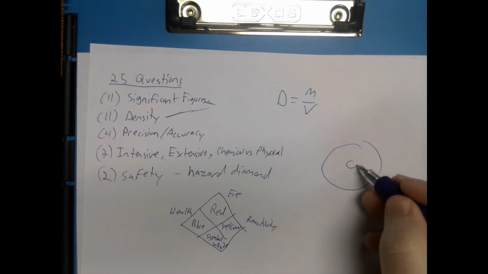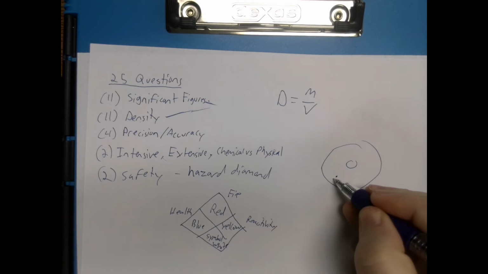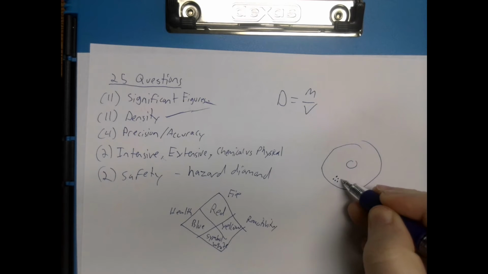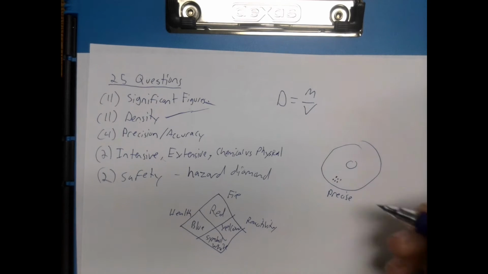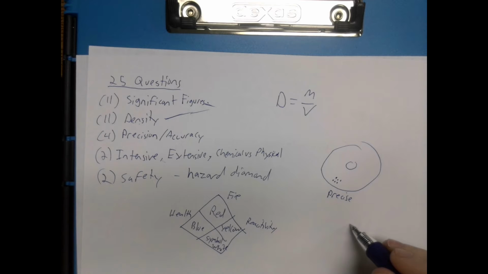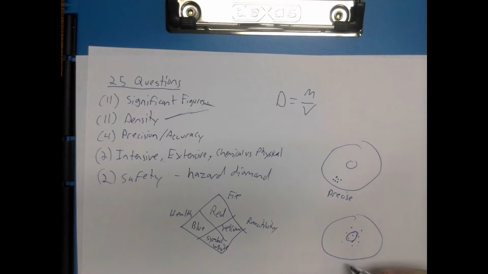Precision versus accuracy. Precision deals with how close the values are together. So this is very precise. Whereas accuracy refers to how close you're actually to it. This would be very accurate. So how close your values are to the actual true thing you're trying to get.